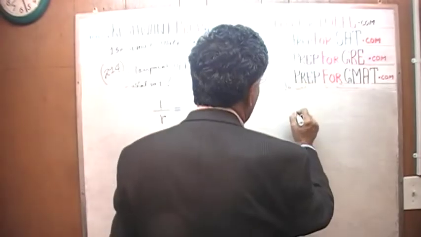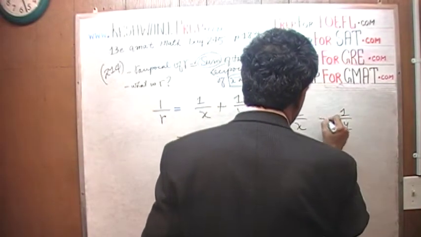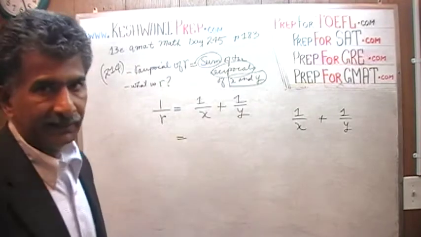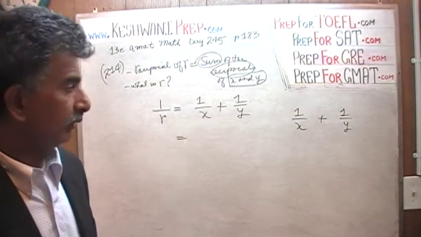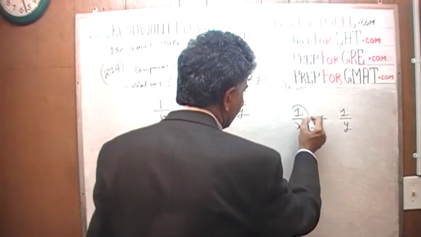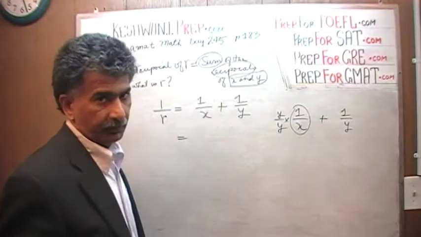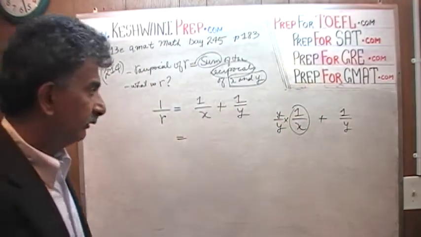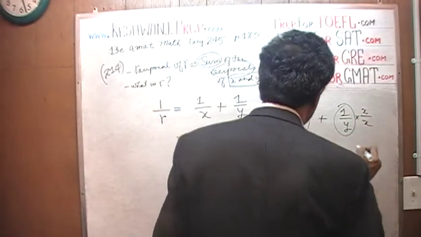Here's what's going on. Here we have 1 over x. Here we have 1 over y. We want to add them, but we can't add them directly because they have different denominators. How can we make the denominator common? Well, that's very straightforward. Take this fraction and multiply it by y over y. You can do that because y over y is just 1. Similarly, take this fraction and multiply it by x over x.